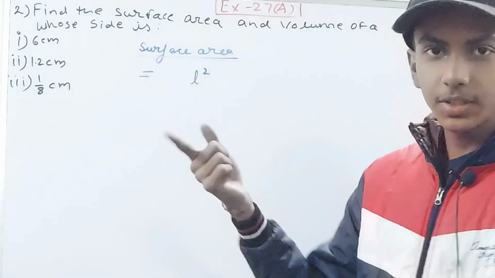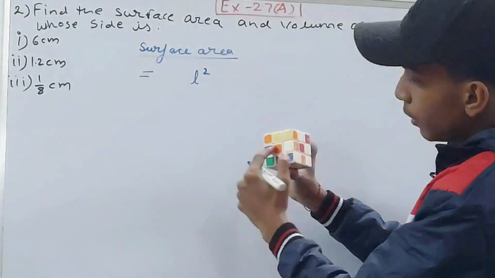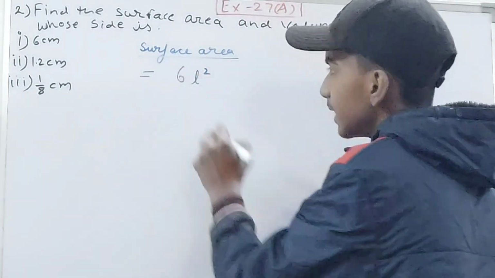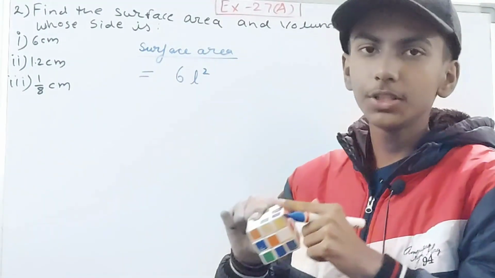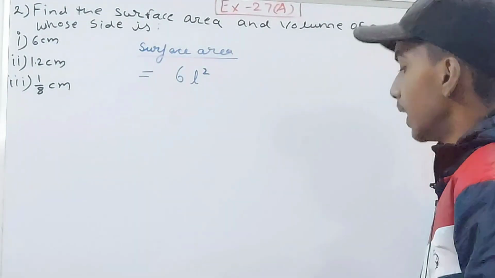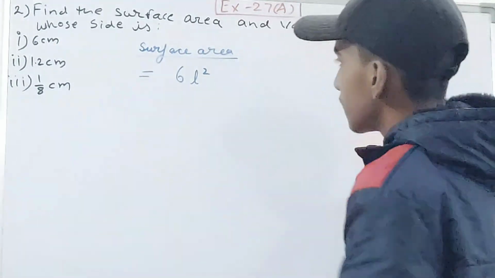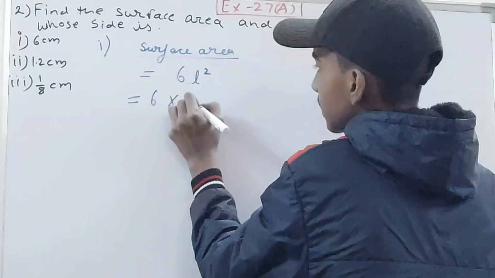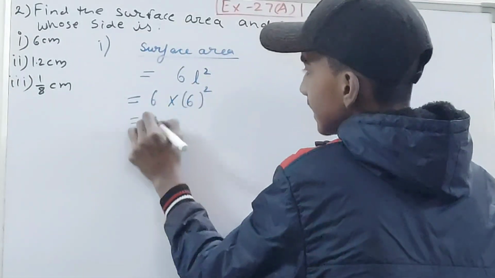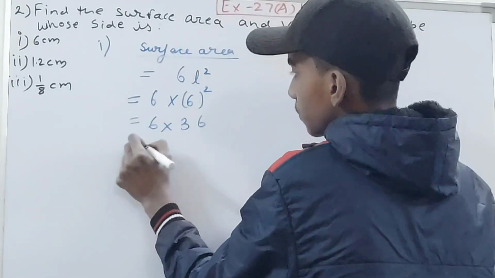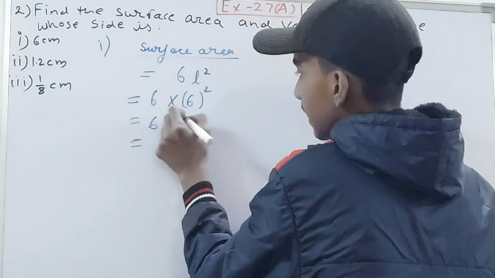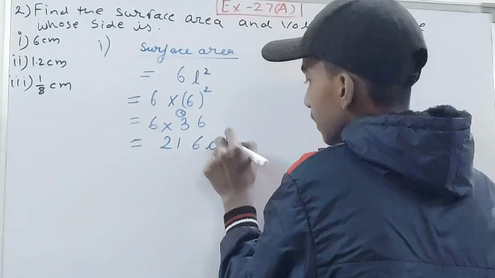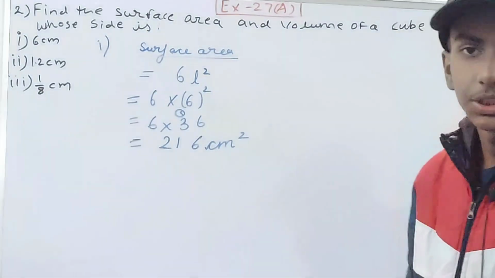And in total, how many faces are there in my cube? 1, 2, 3, 4, 5 and 6. So multiply this by 6. Why? Because every face will have the same area, because that's a cube. So that's the way we will calculate the surface area. In the first part we have L as 6 centimeters. So 6 into 6 square, that is 6 into 36, that is 216, and put the unit as square centimeters because this is an area.